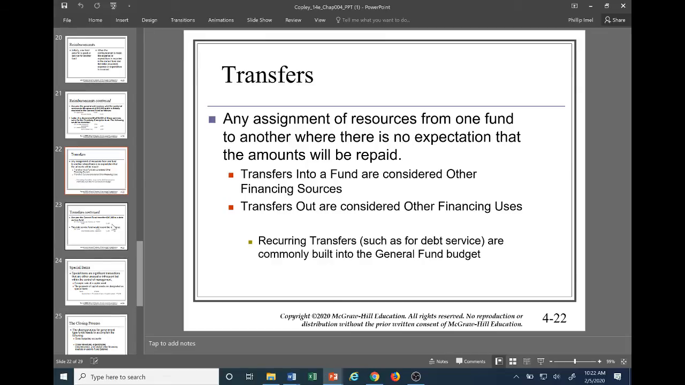So other financing uses. Recurring transfers, which is familiar or something we would see, going to the debt service fund. Recurring transfers there to pay off principal and interest are usually built into the general fund budget so that we account for all these transfers that are going to be coming up.